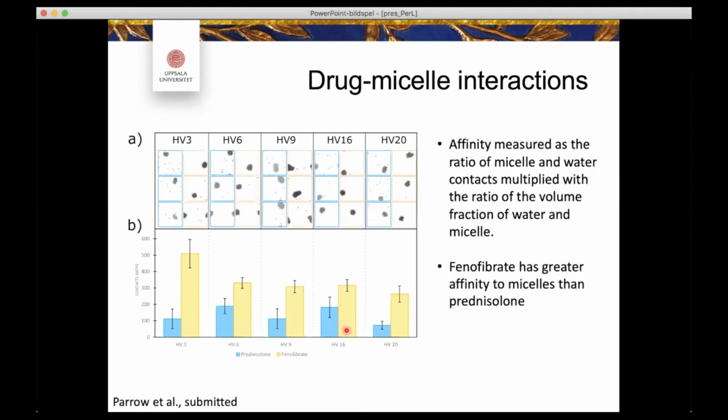And if we also normalize for the difference in concentration for these different drugs, we have calculated here the number of contacts between the drug molecules and the micelles. So irrespective of the composition of the intestinal fluid, we see that fenofibrate in all cases seems to have a greater affinity for the micelles than prednisolone does. So that would suggest that fenofibrate is benefiting the most in solubilization enhancement from the formation of various kinds of colloidal structures over prednisolone.